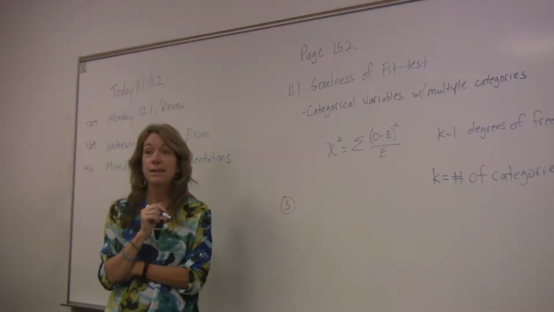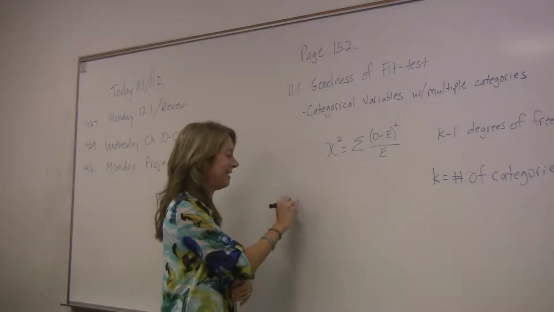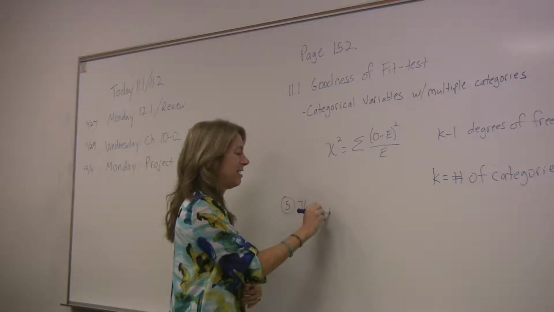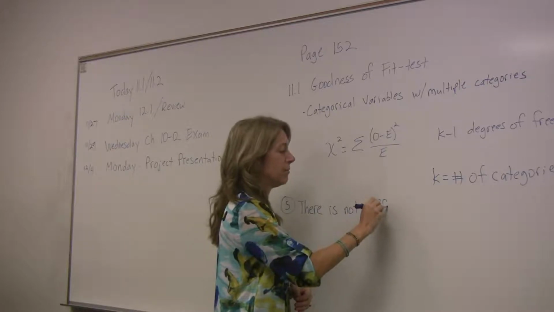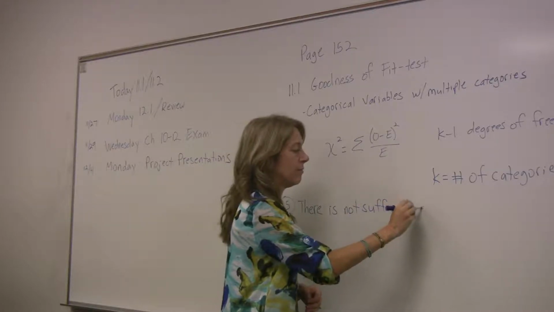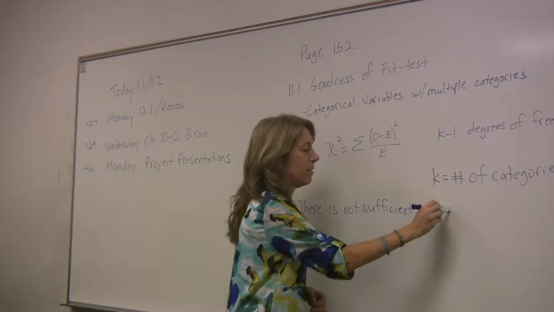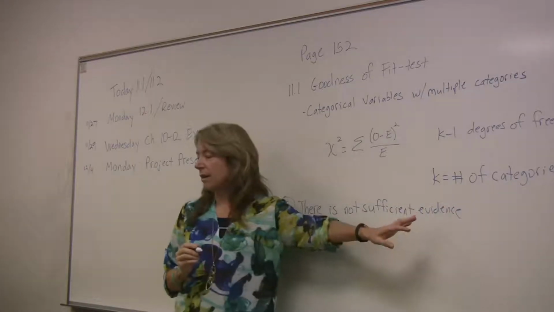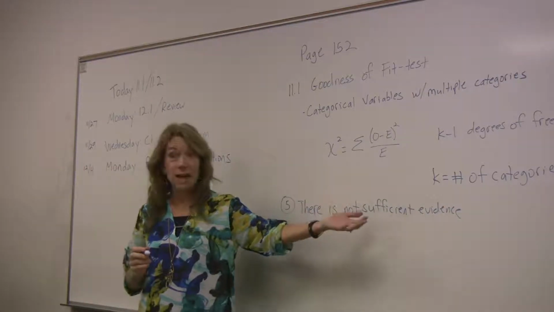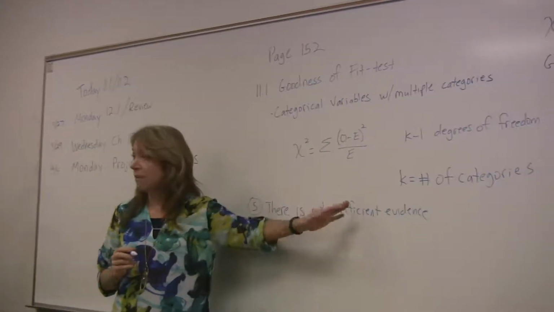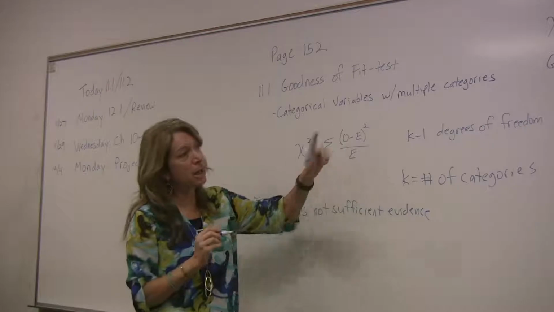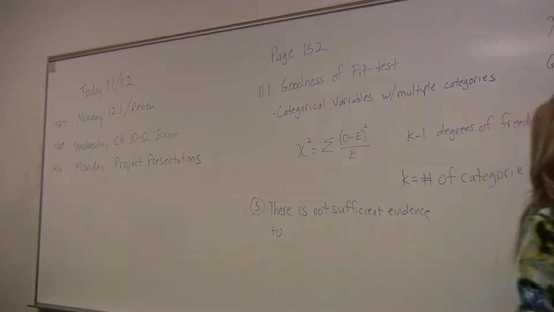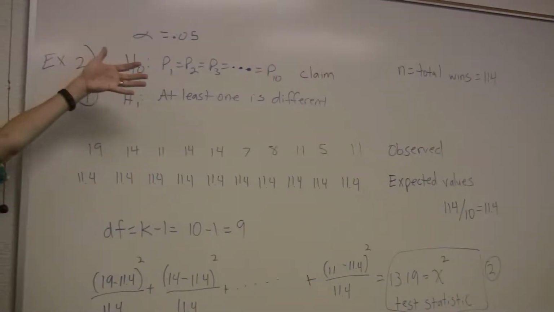There is not sufficient evidence to warrant rejection of the claim. I can tell that already because we didn't reject, so we didn't have enough evidence. So you could all say there's not enough evidence. Because my claim was H0, I didn't have enough evidence to reject that claim.